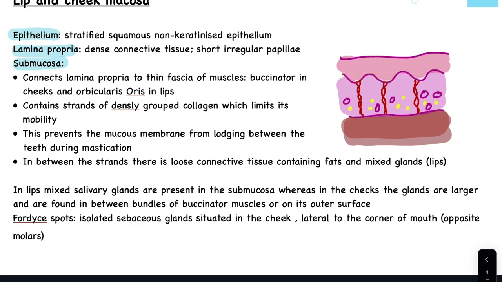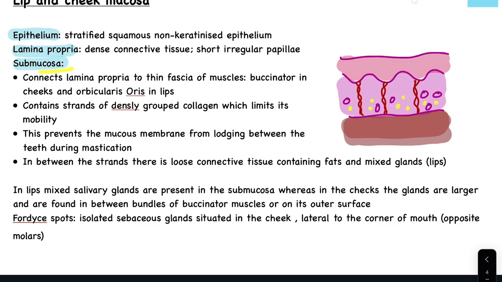The submucosa connects the lamina propria to the thin fascia of the muscles. Underneath this submucosa, there is muscle present. Okay. So which muscle is present? This could be either buccinator in cheeks. In case of cheeks, this would be buccinator, and in case of lips, this would be orbicularis oris. Okay, so this is the muscle present underneath the submucosa, right?